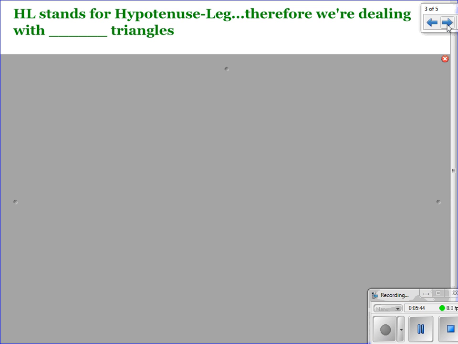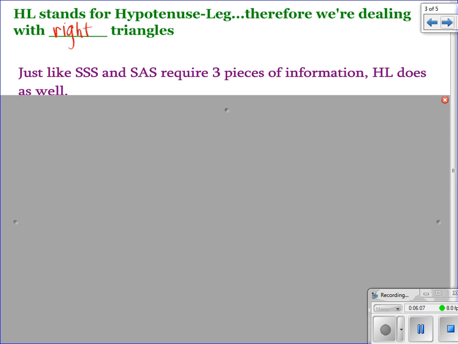HL, this is our third shortcut we've learned. HL stands for hypotenuse leg. So if we have a hypotenuse, what kind of triangles have a hypotenuse? Right triangles. So this shortcut only works if we have right triangles, which coincidentally is one of the three things we need to say if we use HL.